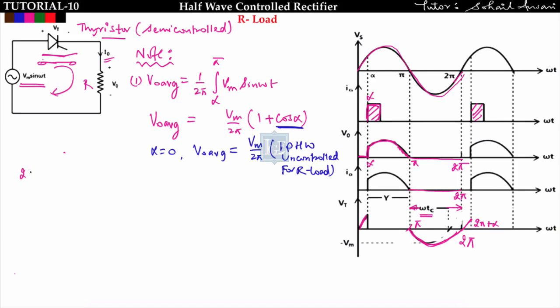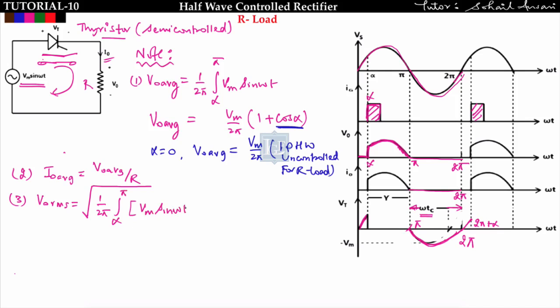Now the second point is what will be the I naught average. I will get V naught average upon R. Since this is a voltage stiff type of load, the waveforms of I naught and V naught are similar, so we can find it like this. Third point is V naught RMS. We can find V naught RMS using the output voltage waveform, that is equal to the square root of 1 upon 2 pi, from alpha to pi, where I am getting output voltage, Vm sine omega t whole square d omega t.